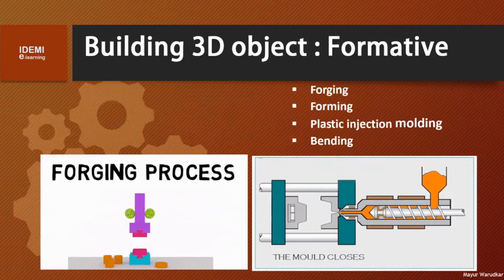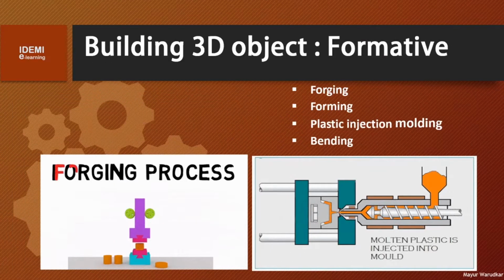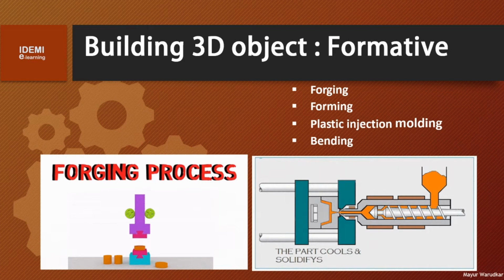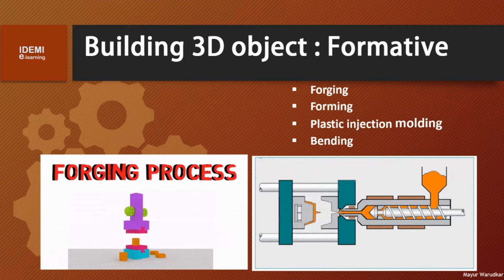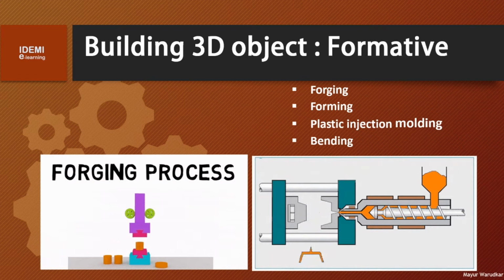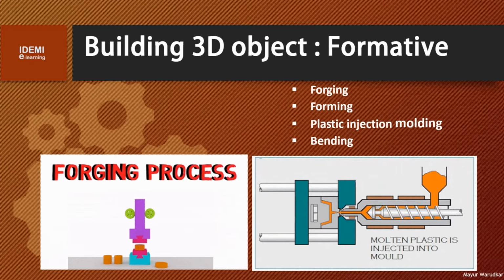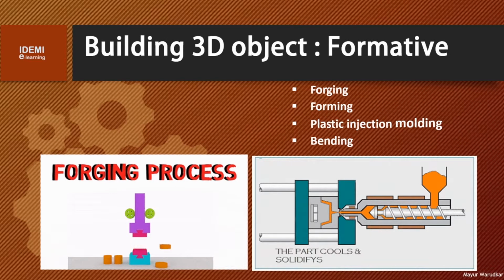In formative manufacturing, the machine injects liquid material into a mold and allows it to cool. This is typical of high-volume production and requires an expensive mold to produce the products. Injection molding, casting, stamping and forging are all means of formative manufacturing.